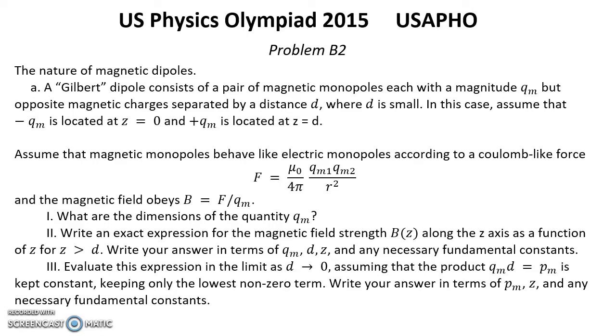US Physics Olympiad, year 2015, USAPHO, final exam. Problem B2. The nature of magnetic dipoles.